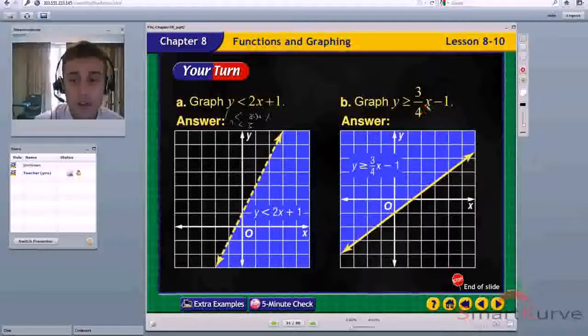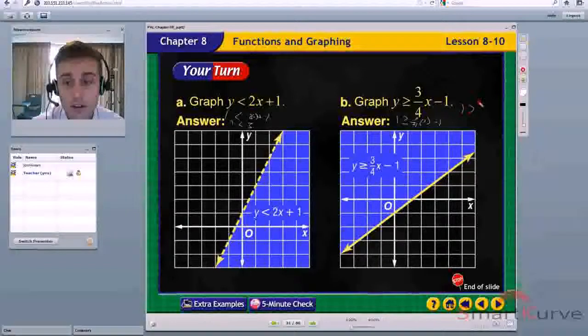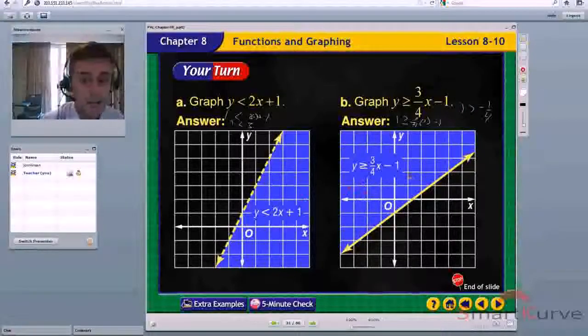Now, graph y is greater than or equal to 3/4 x minus 1. We draw the solid line because we know it's on this side. We then shade this in once we test for it. 1, 1 will work again. So we have, is 1 greater than or equal to 3/4 times 1 minus 1? Yes, 1 is greater than negative 1/4. So we can shade in that top part.